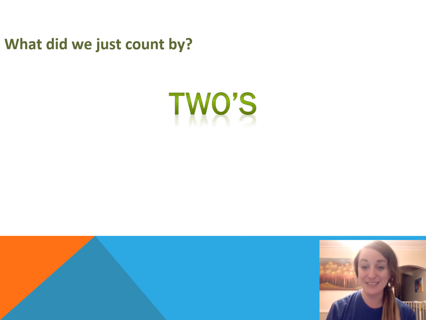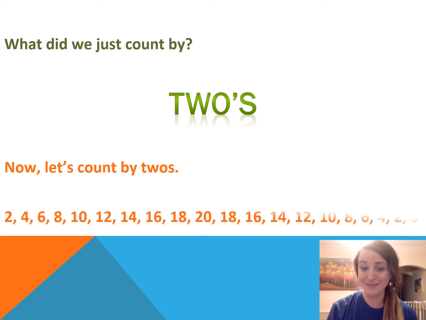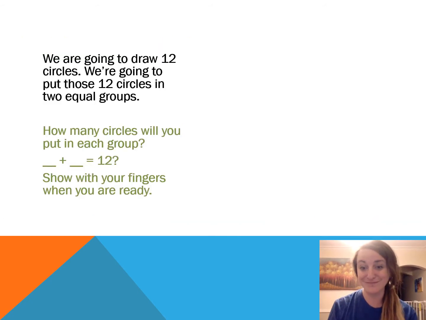We counted by 2s. Now, let's actually count by 2s. No games. 2, 4, 6, 8, 10, 12, 14, 16, 18, 20, 18, 16, 14, 12, 10, 8, 6, 4, 2, 0. Great job. Now we're going to switch to whiteboard mode.